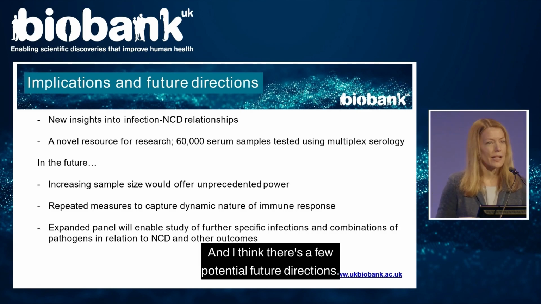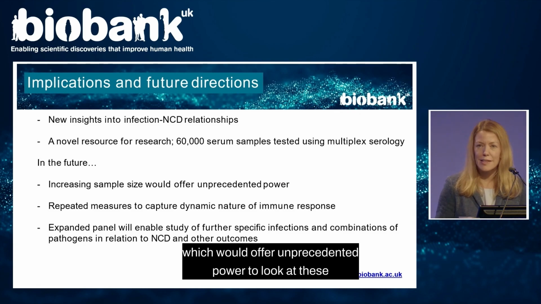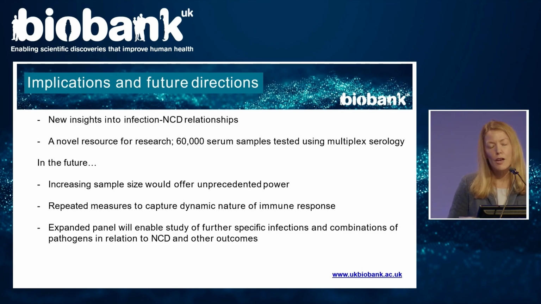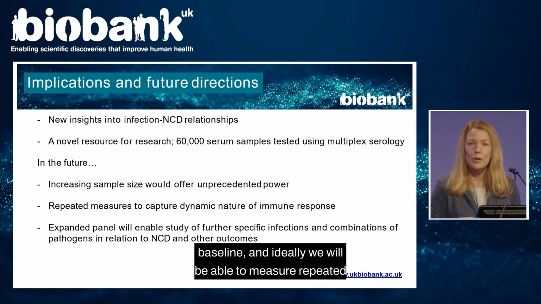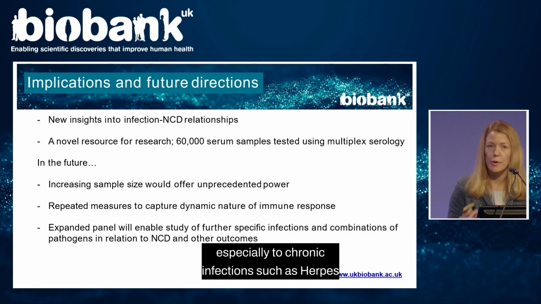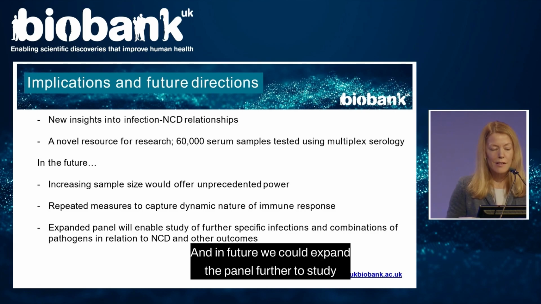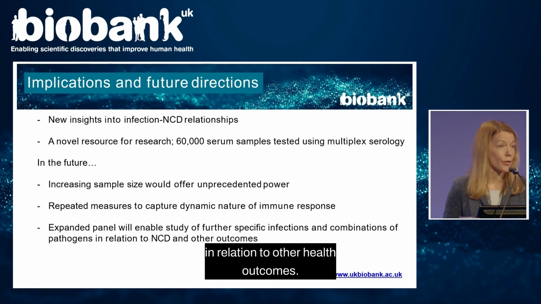And I think there are a few potential future directions. We would love to test more samples in the future, which would offer unprecedented power to look at these relationships and identify subgroups at risk. At the moment, we're talking about analysing data from baseline, and ideally, we would be able to measure repeated measures to capture the dynamic nature of the immune response, especially to chronic infections such as herpes viruses, where you have cycles of latency and reactivation. And in future, we could expand the panel further to study different specific infections and combinations of pathogens in relation to other health outcomes.